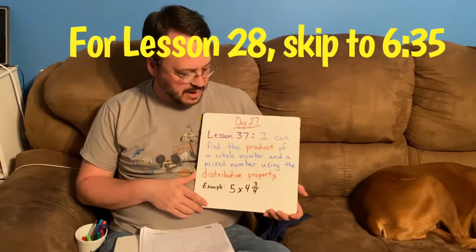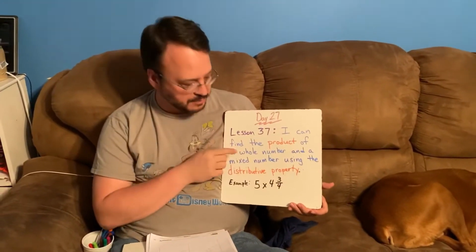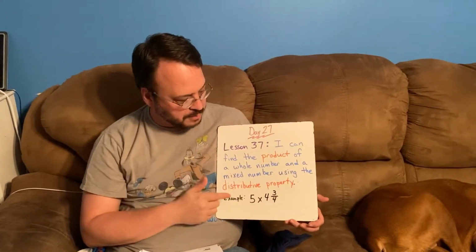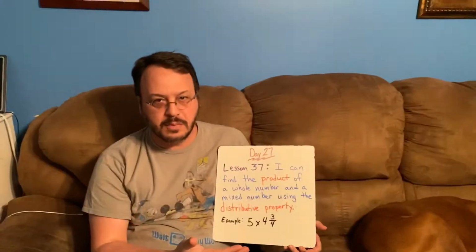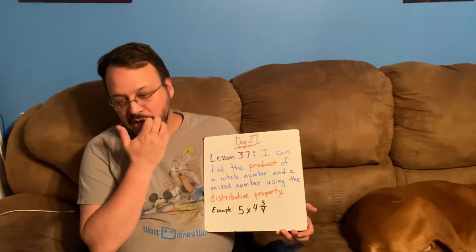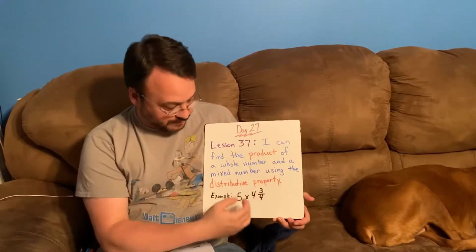Lesson 37. I can find the product, that's the answer to a multiplication problem, the product of a whole number and a mixed number by using the distributive property. An example of a problem like that is 5 times 4 and 3/4. Well, what we're going to do is we're going to multiply 5 times 4 and 3/4.